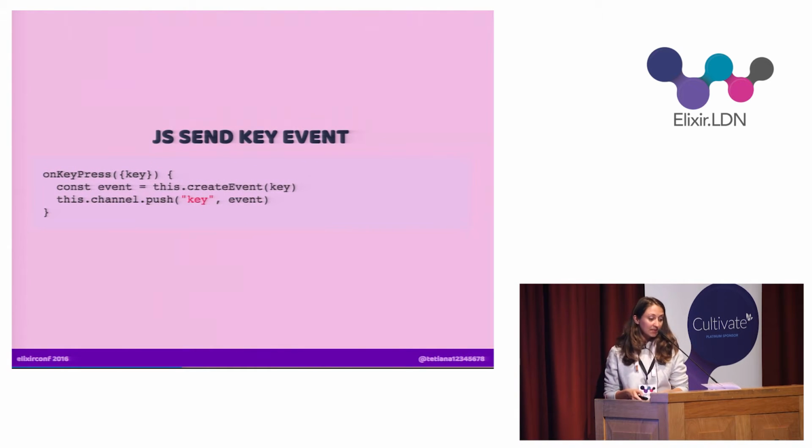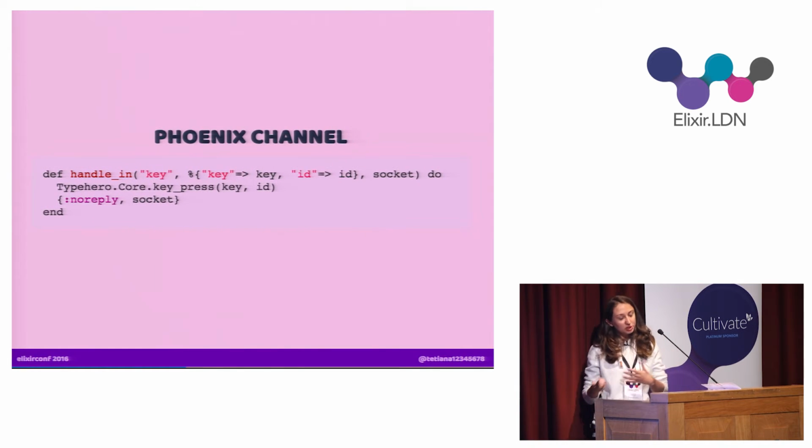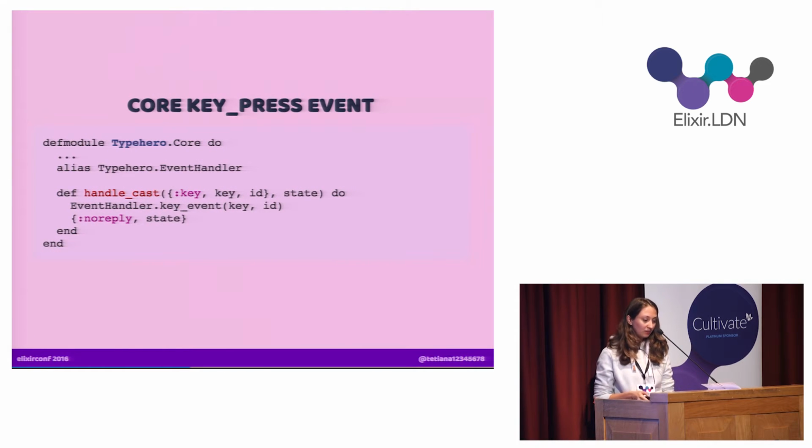So to send the key event, we just push the key with ID to the key channel, to the channel with the key message. And then we're listening to that message, and we get the key and ID, event, and socket. Well, we're not passing through, we just have it in a state. And then we call our key press function, which lives in the logic part. And that key press function is responsible for passing the key and ID to the event handler.